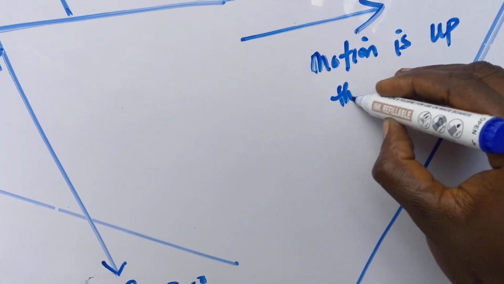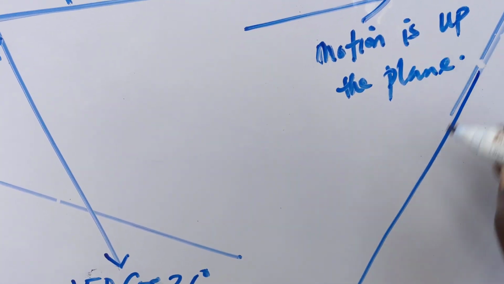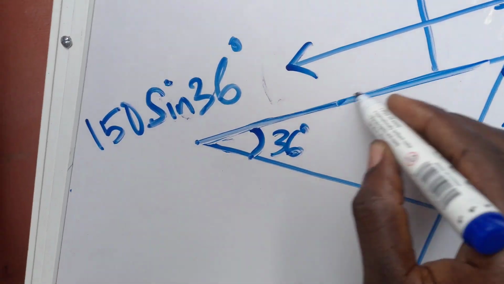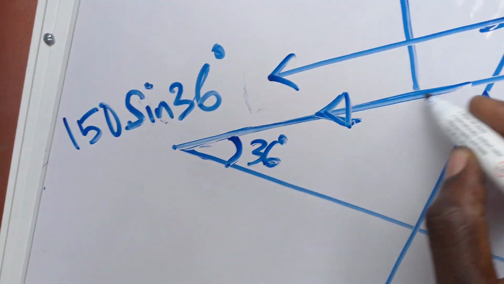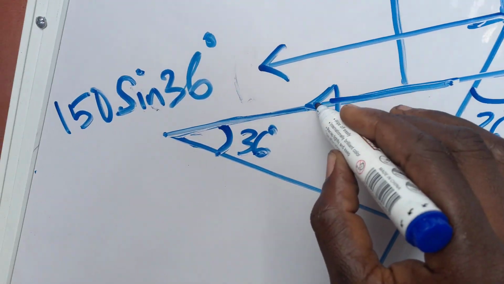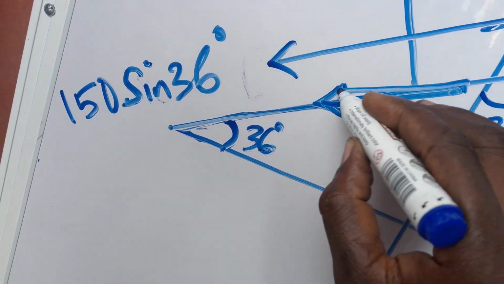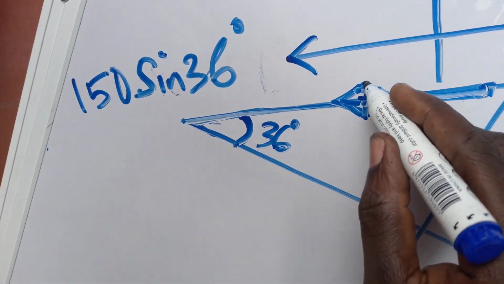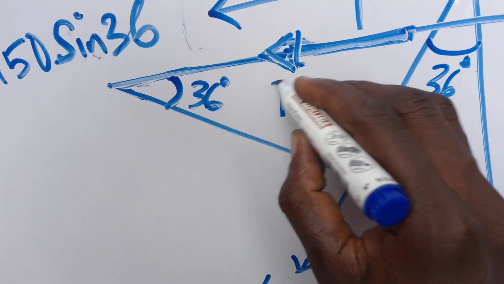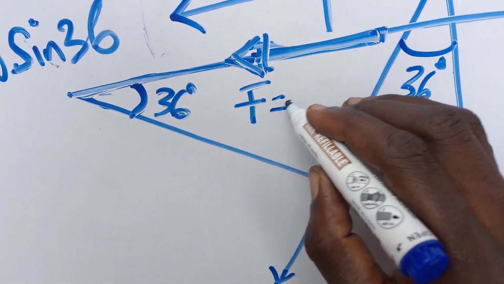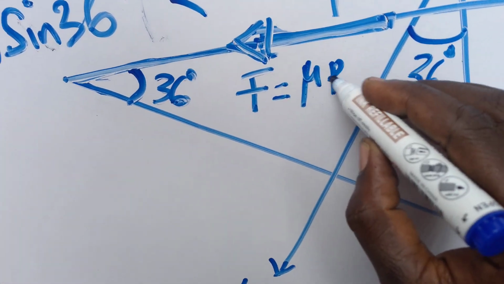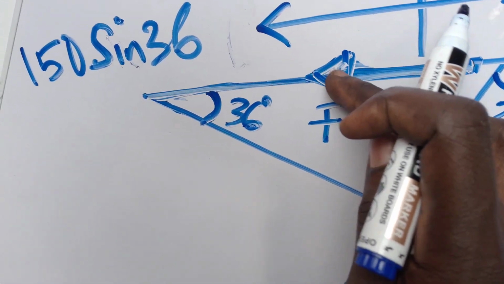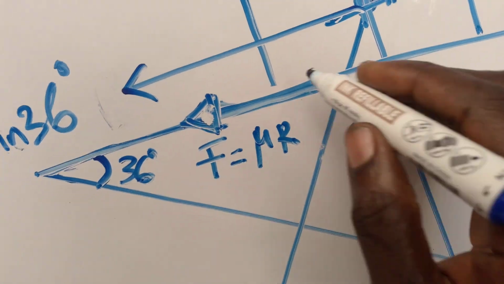Impending motion is up the plane. That means frictional force will act down the plane. We call this F. And frictional force is equal to the coefficient of friction times the normal reaction. So my frictional force is acting down the plane.